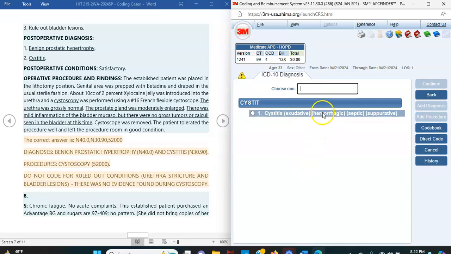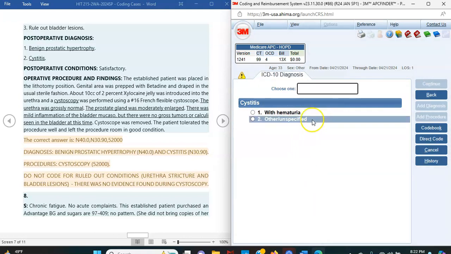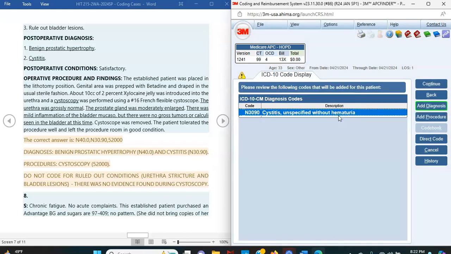So cystitis. Maybe it's unspecified. Other unspecified. Oh, that's it. Okay. So in 3090, it's unspecified because all it is cystitis. It doesn't say anything about the bladder because cyst is that's a prefix that points us to the bladder, and itis is inflammation.